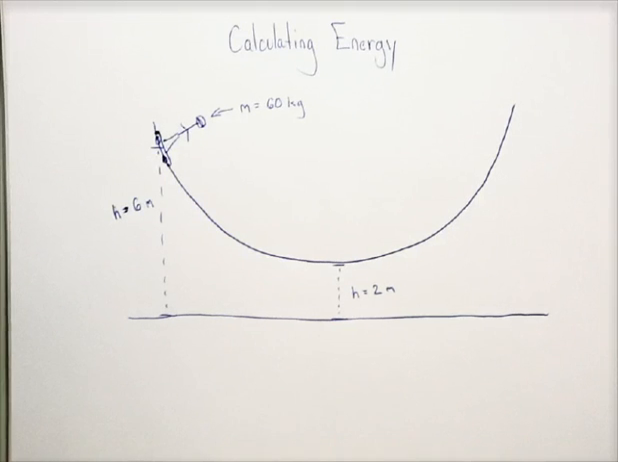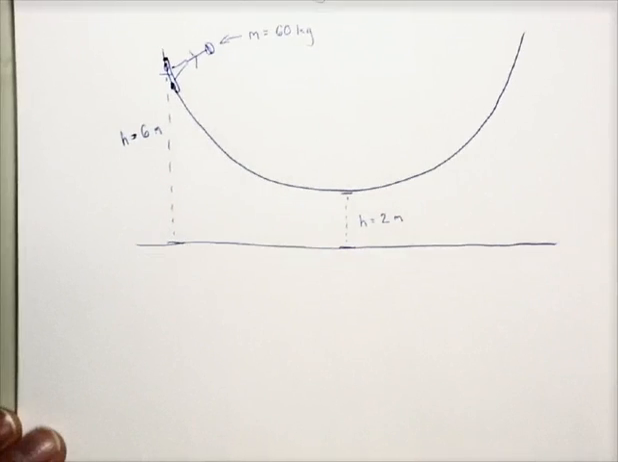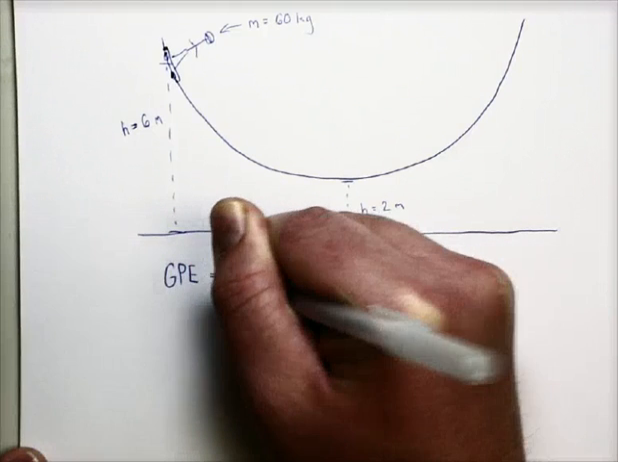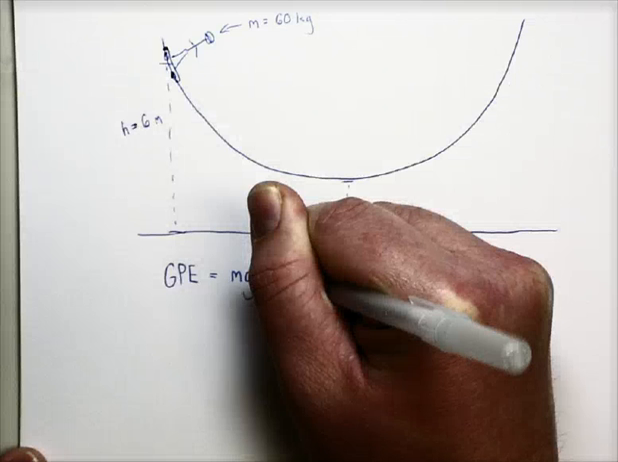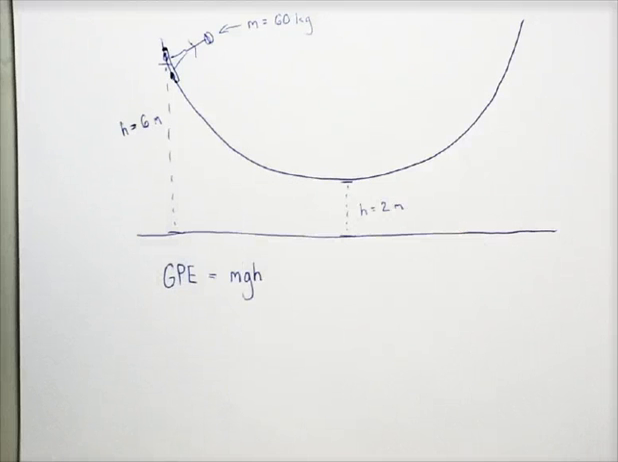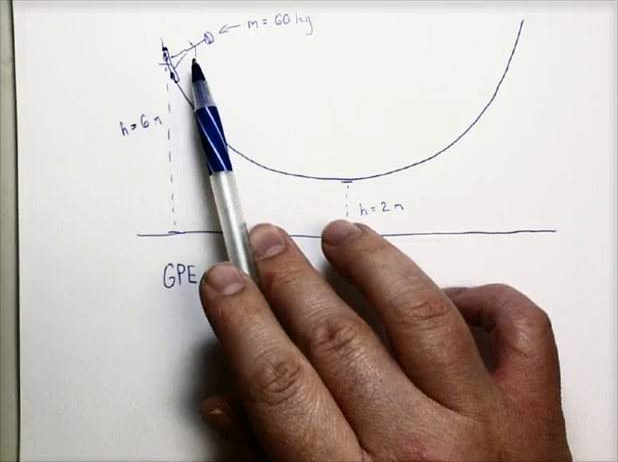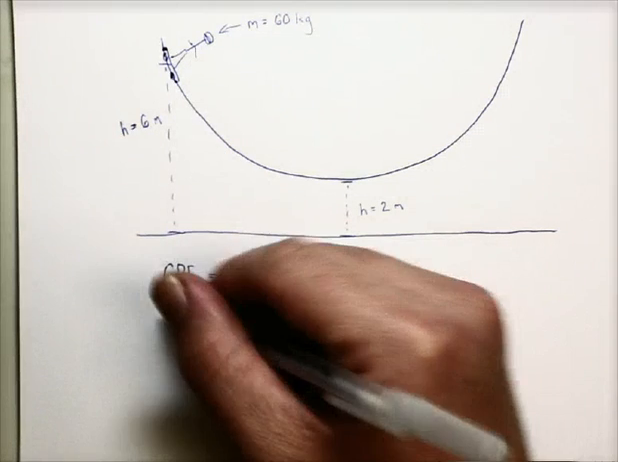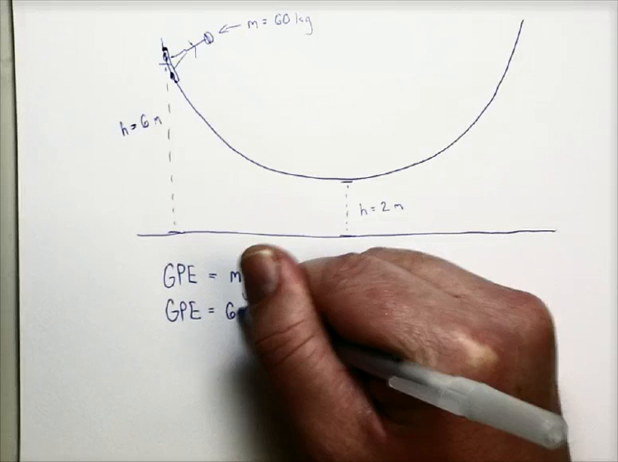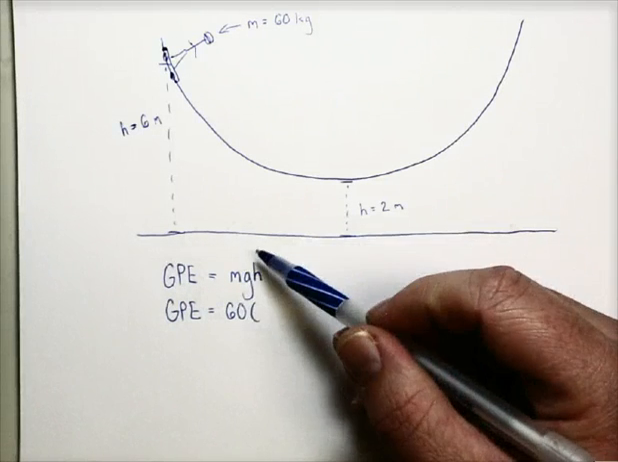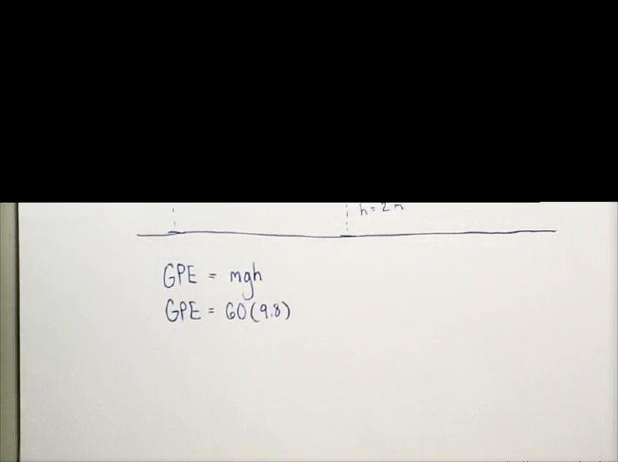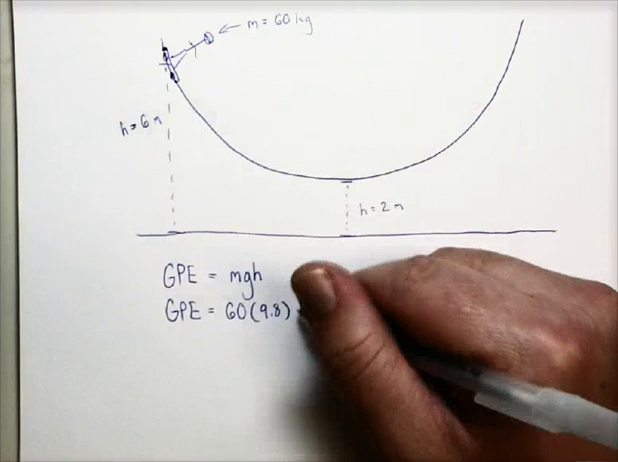So the first thing we'll look at is actually how to calculate gravitational potential energy. And the equation for this, gravitational potential energy, is equal to mass times the acceleration due to gravity times height. So in this case, if we want to find the gravitational potential energy of the skater at this point, we can say that the gravitational potential energy is going to be equal to his mass, 60 kilograms, times the acceleration due to gravity, which at the surface of the Earth is always 9.8 meters per second squared. We can also use 10 if you'd like. And his height above the ground is 6 meters.